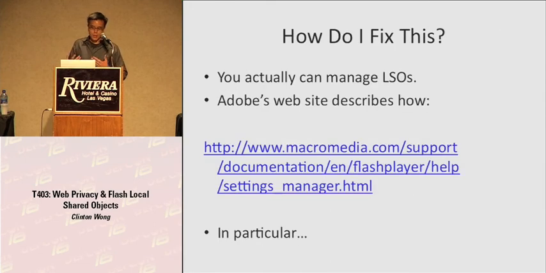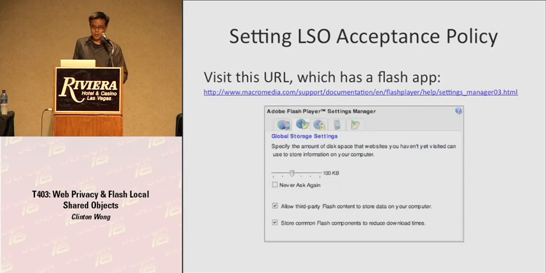So it's actually not that bad. How do you fix this? How do you get those configuration panels for Flash to configure your local shared object policy? Adobe does have a page that explains how to do this. The URL is here. You don't have to write it down because this presentation is on the DEF CON CD, so you can just look at it later. But basically, if you go to this URL, that URL has a Flash app, and when your browser looks at it, the Flash plugin will load it and run it, and there it is. So here's this page that not many people actually know about.